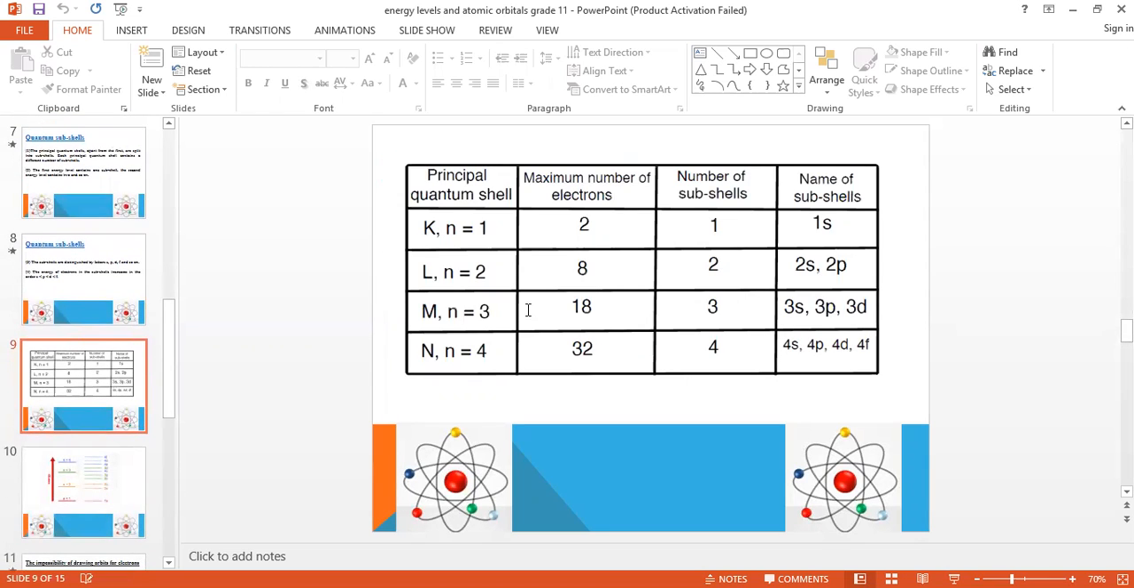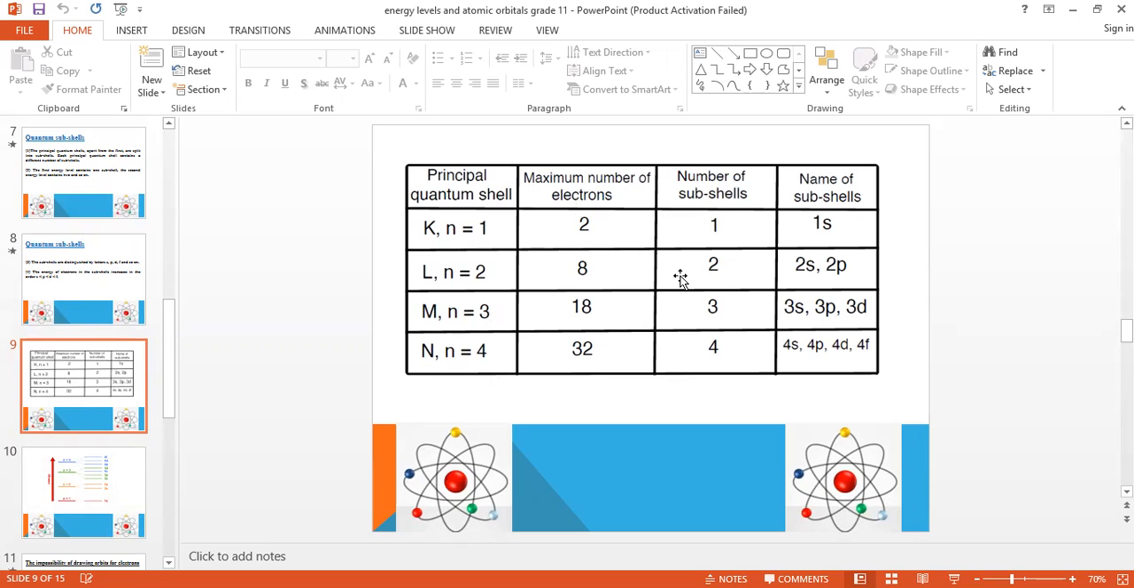This is the summary. Principal quantum shells are energy levels written in the first column. This is the summary of what we studied. See K, L, M, and N. If K, what is the principal quantum shell? N1, N2, N3, N4. Did you get it now? Second, the maximum electrons they can hold are 2, 8, 18, and 32. How do we know? You got it from the book.